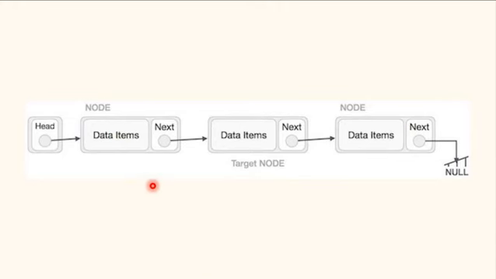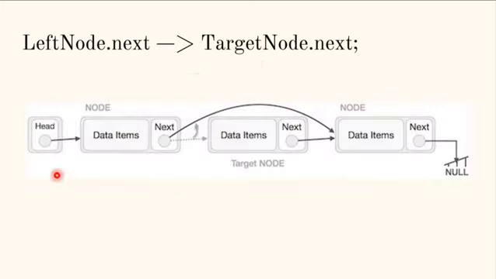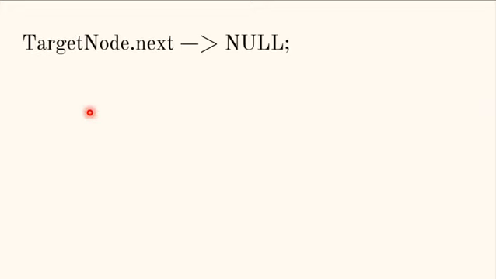Let's now look at deletion of a node in a linked list. Deletion is also a more than one step process. We shall learn this with pictorial representation. First, locate the target node to be removed by using searching algorithms. The left or the previous node of the target node should now point to the next of the target node. This will look something like this. This will remove the link that was pointing to the target node.